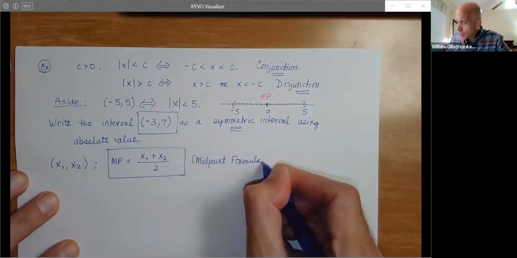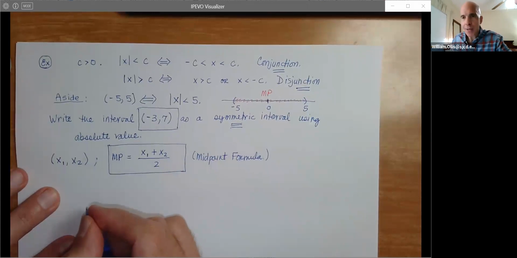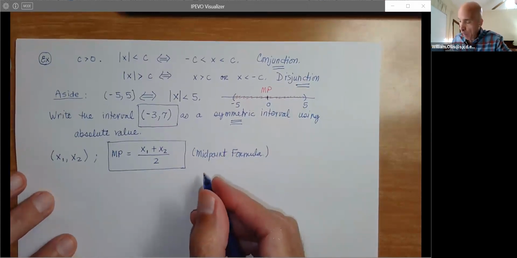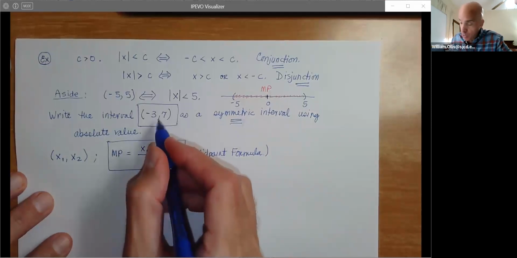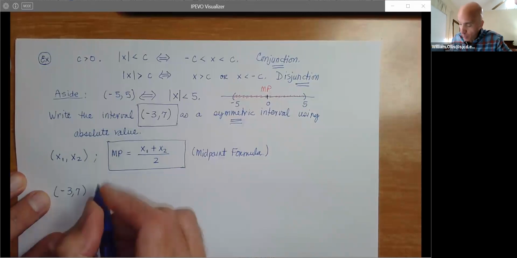I always say something about this in pre-cal, but everyone seems to forget it when they get to calculus. Maybe this time you all will remember it. Now I can do this. So for this interval, -3 to 7, and I chose nice numbers here.